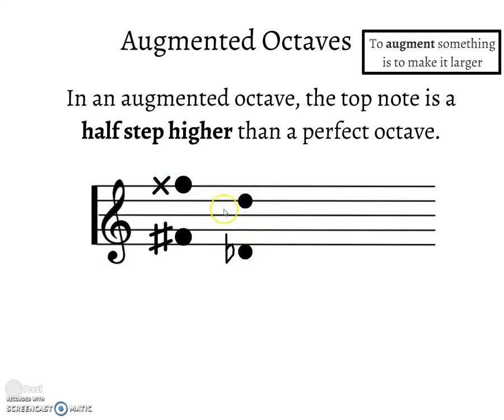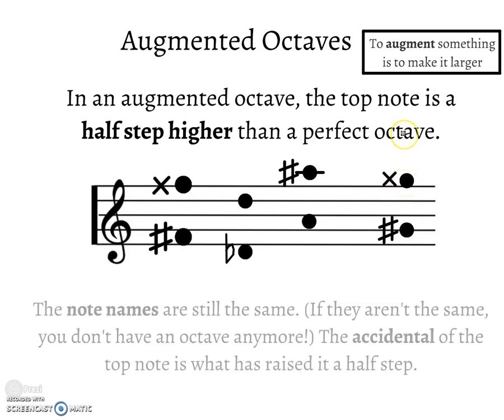I could have put a natural sign here, or you can put nothing if there's no key signature, and there is no key signature. A on the bottom, A sharp on the top is a half step larger than a perfect octave. G sharp on the bottom, G double sharp makes an augmented octave.